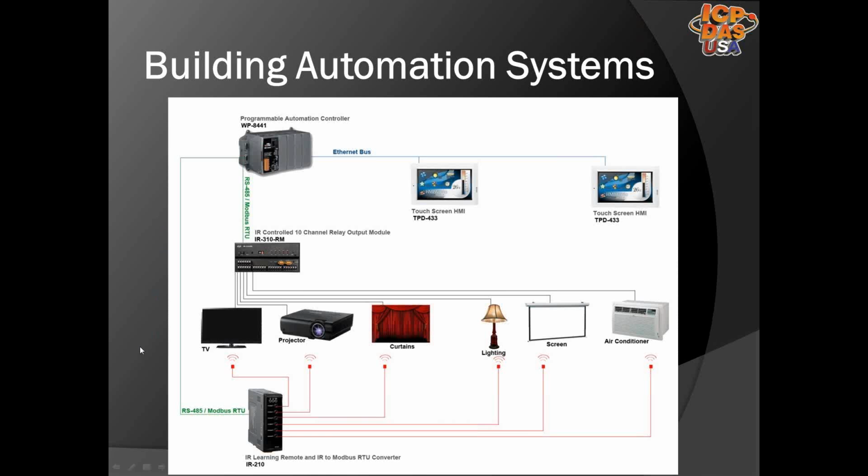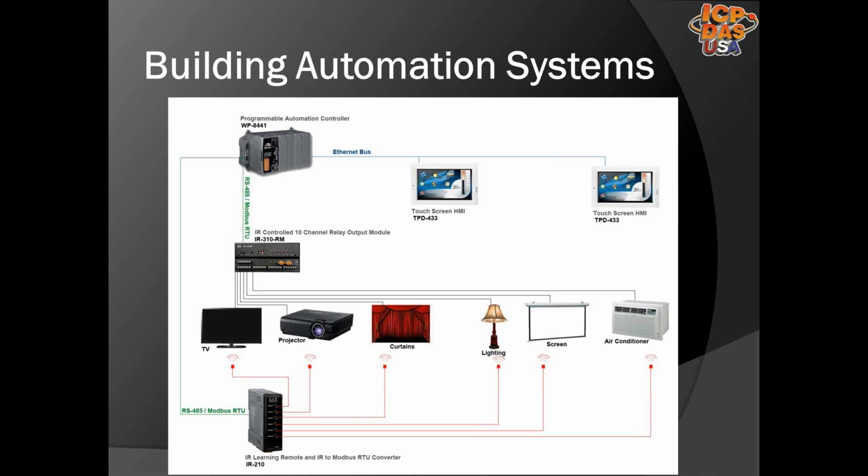Here is an example of a small building automation system. The IR310RM in the center on the left is a 10-channel high-powered relay module that is designed for controlling the power of devices. The relay module can switch up to 10 amp loads. There are normally open, normally closed switches and protection circuits for each channel.